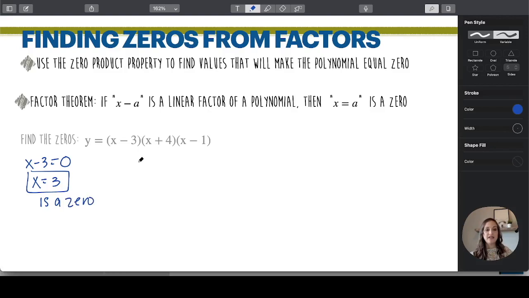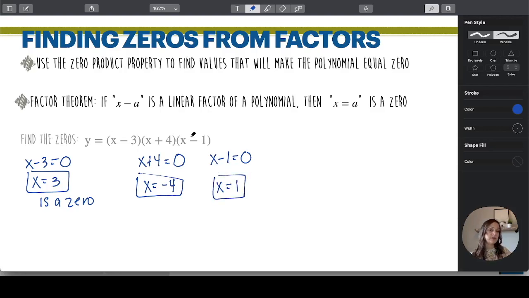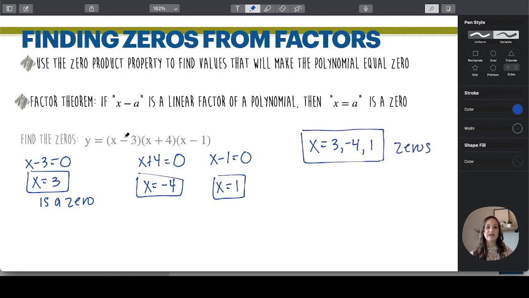Same thing, if x plus 4 is a linear factor, then set it equal to 0, and you'll get x equals negative 4 would become a 0. Same thing with x minus 1. You would set it equal to 0, so x equals 1 would become a 0. So therefore, 3, negative 4, and 1 would be the zeros of this polynomial.